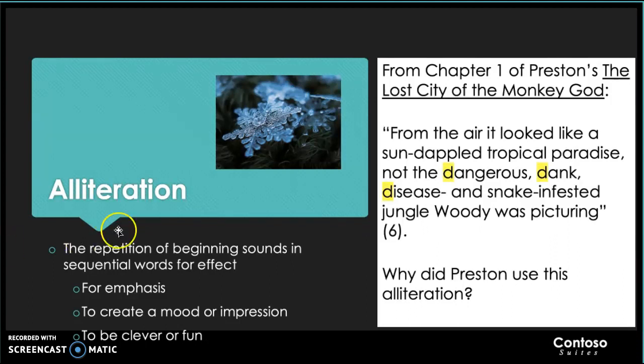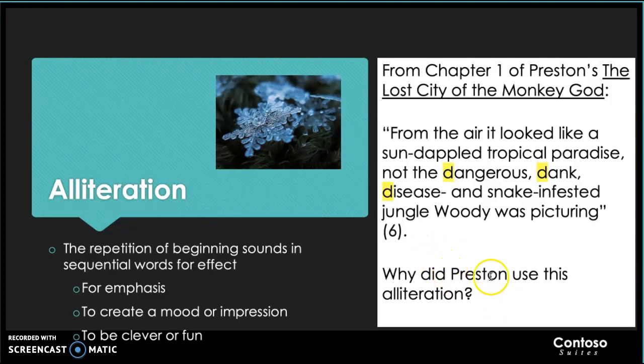So chapter 1 from The Lost City and the Monkey God shows how Preston uses alliteration. "From the air it looked like a sun-dappled tropical paradise, not the dangerous, dank, disease and snake-infested jungle Woody was picturing." So you can see that I've highlighted the D's here: dangerous, dank, and disease.